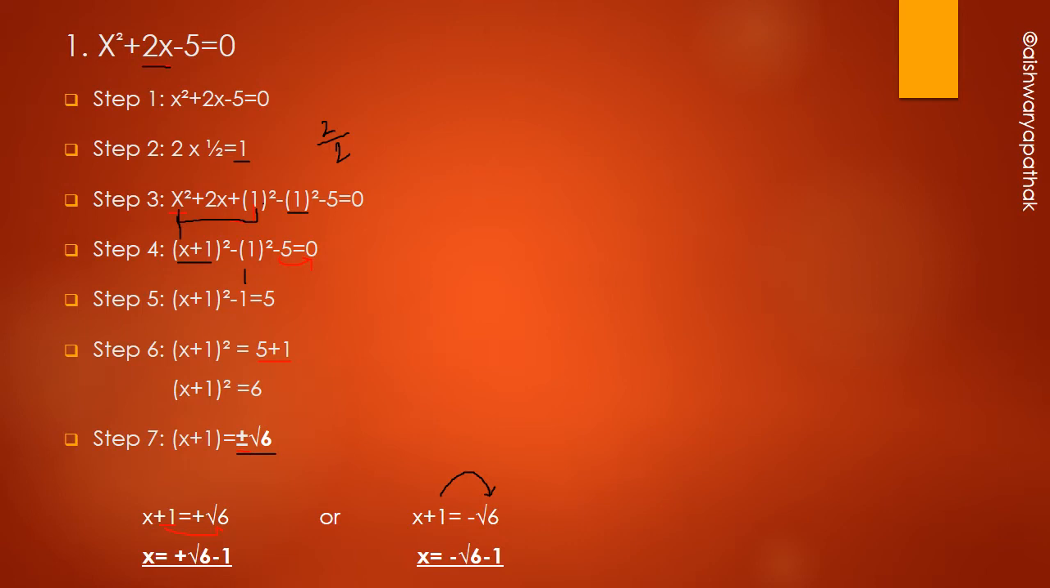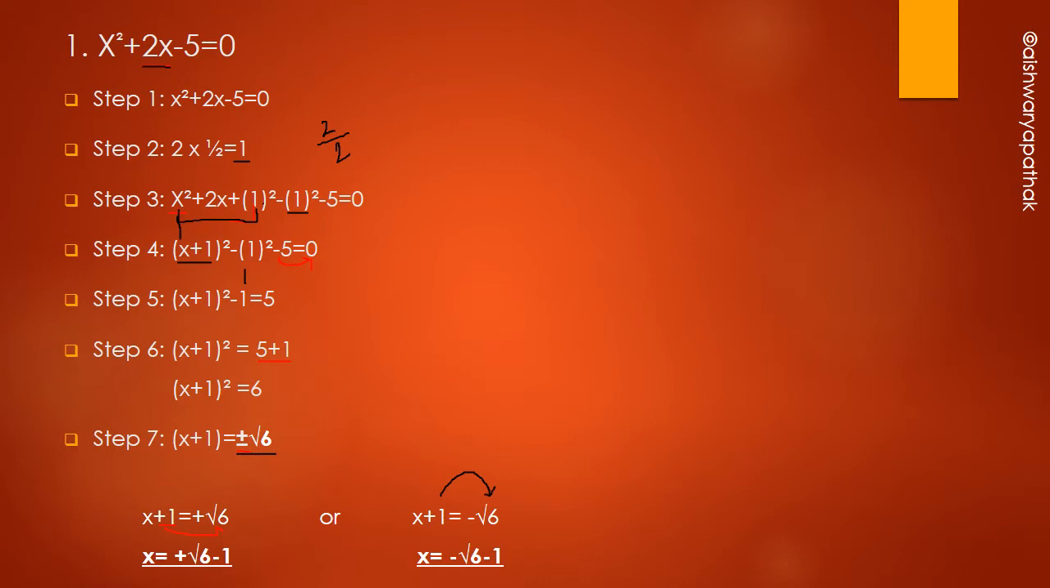Then in step 7, to remove the square, you have to take the under root sign and plus minus sign. So remove the square and take the under root sign on the right hand side. Then first you have to solve with the plus sign and then with the minus sign. So x plus 1 is equal to plus under root 6, and here x plus 1 is equal to minus under root 6.